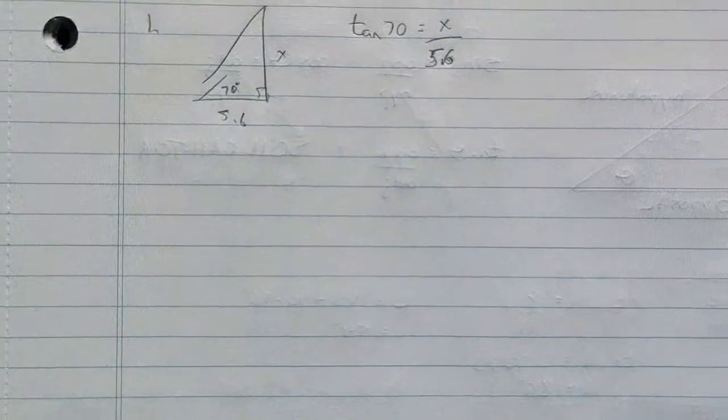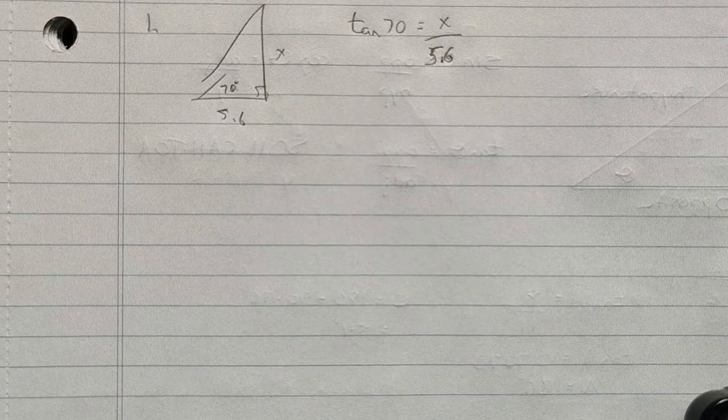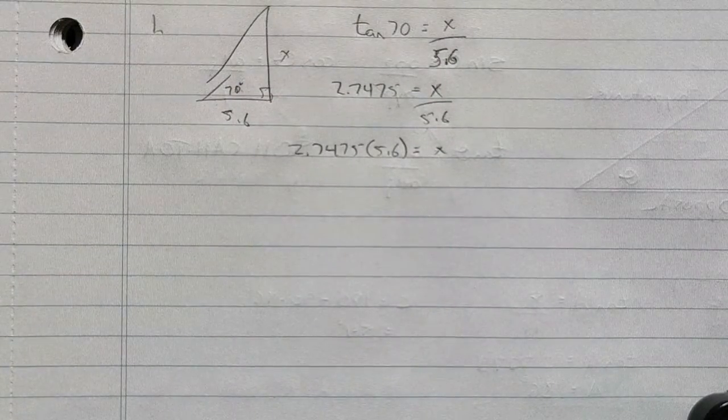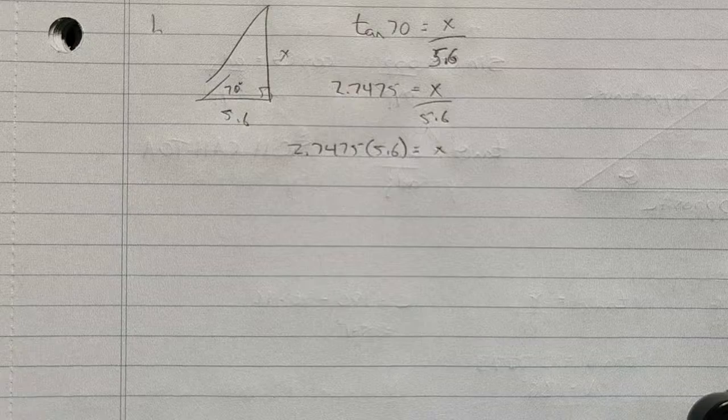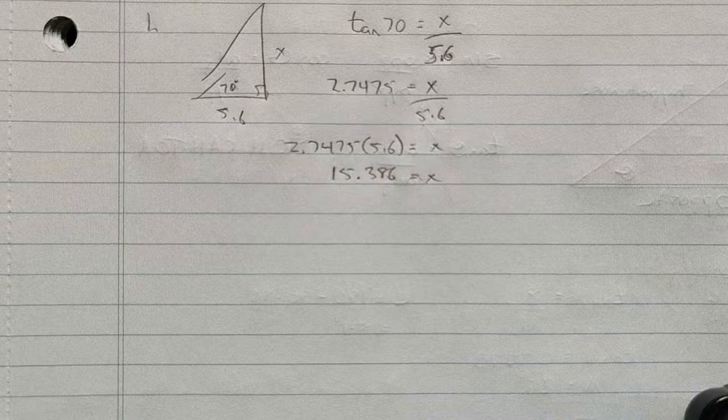Getting a little sloppy here. And then we'd calculate our tan 70, and we're going to get 2.7475. Then we're multiplying the opposite side there, 2.7475 by 5.6 to move it over. And when we do that, 2.7475 times 5.6 is 15.386. So that's our x value, and we could use that as our height, saying about 15.4 meters up in the air.